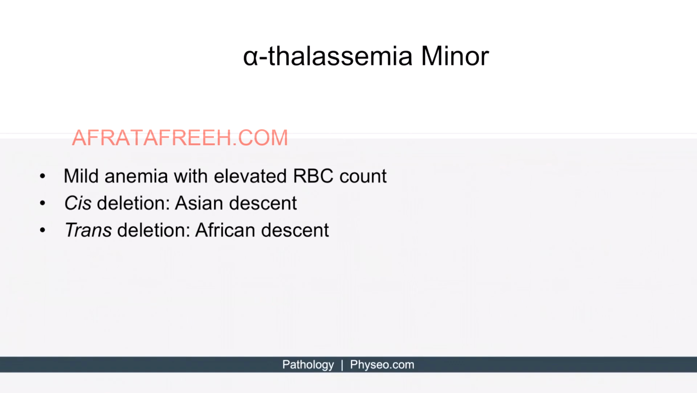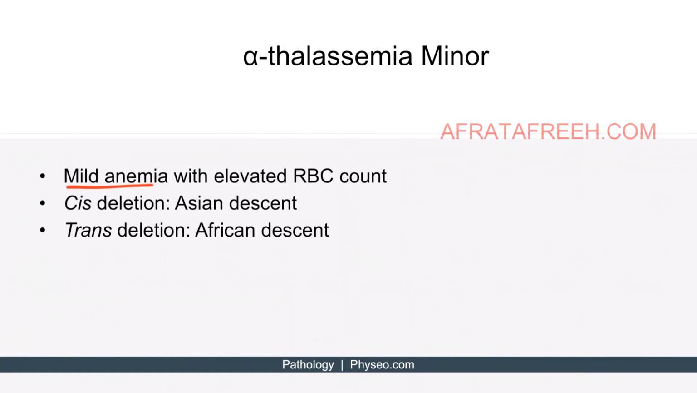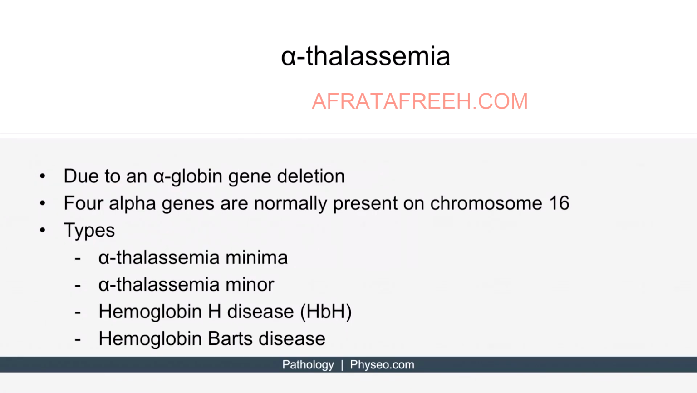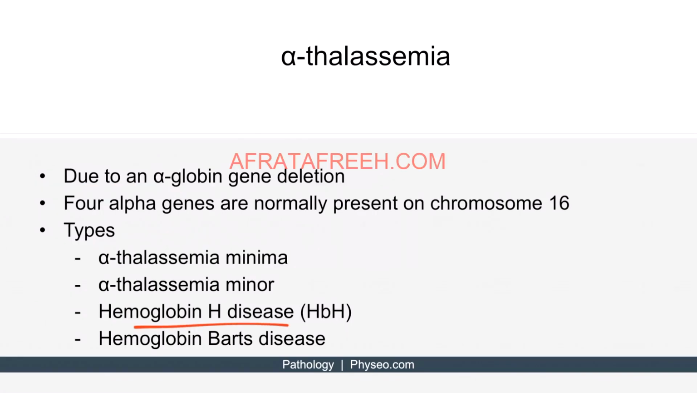Alpha thalassemia minor presents as mild anemia with an elevated RBC count due to an increase in RBC divisions. Cis deletions are commonly seen in people of Asian descent, and trans deletions are commonly seen in people of African descent. Okay, let's move on to hemoglobin H disease.